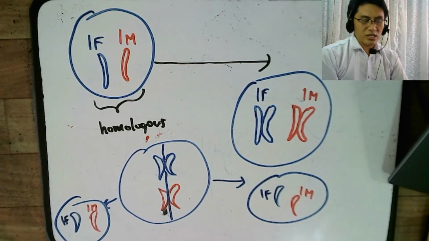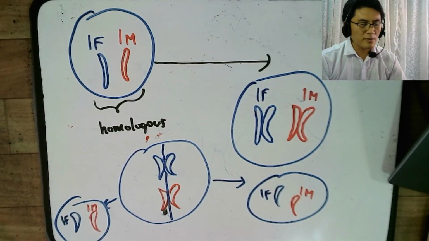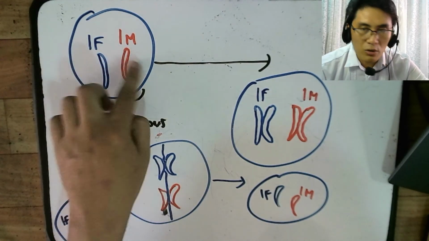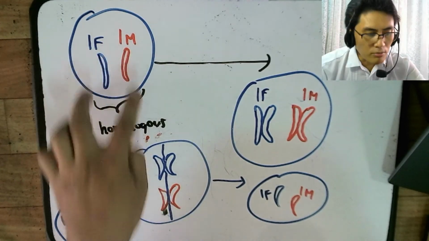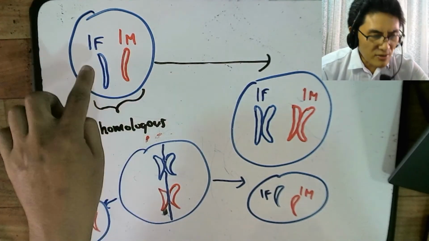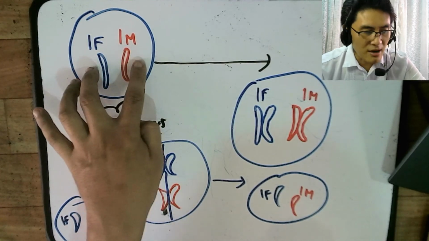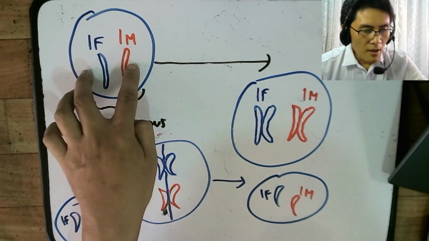And again, I just want to dispel some common misconception. The common misconception is number one, students think that these are sister chromatids. No, they are homologous chromosomes. This is really a chromosome from your father, a chromosome from your mother. So they are not sisters. They are not copies of each other.